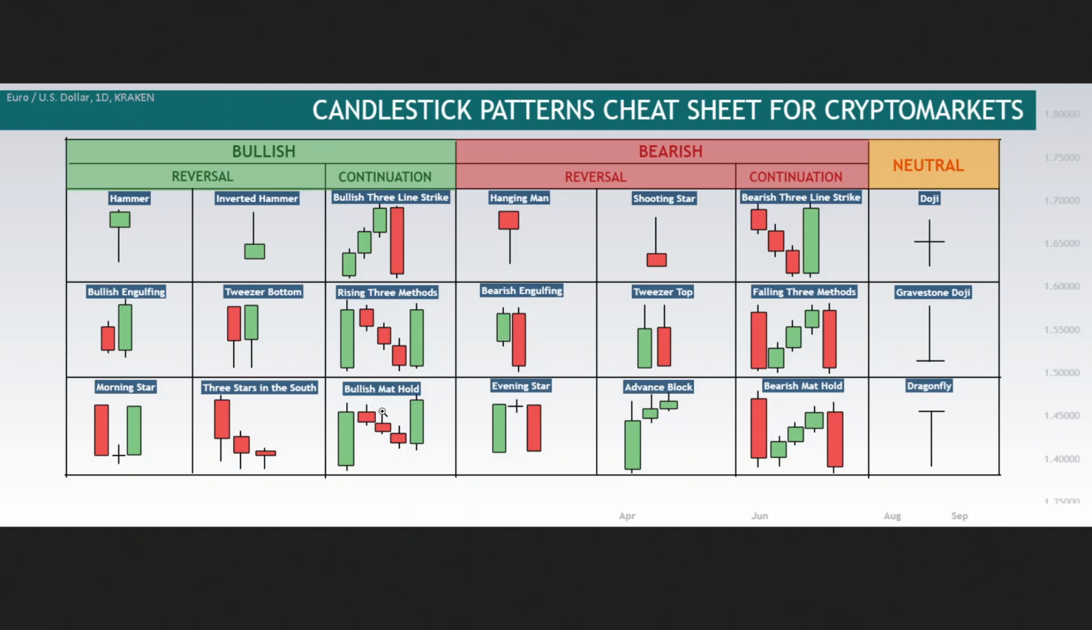Now evening star, just the reverse of the morning star. We have a nice green candle, and then you think it's going to rally up here. Then you get that indecision candle. That tells you that the next day you get that red candle, it's time to get out or to go short.